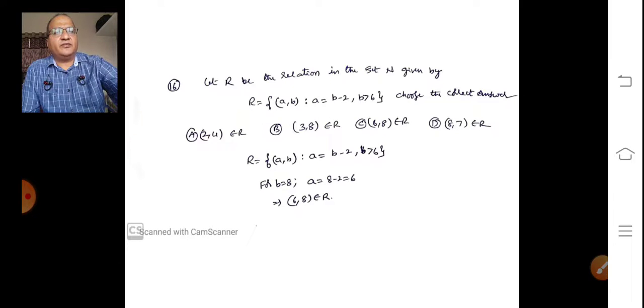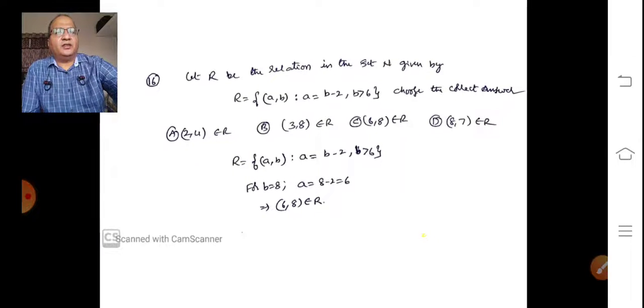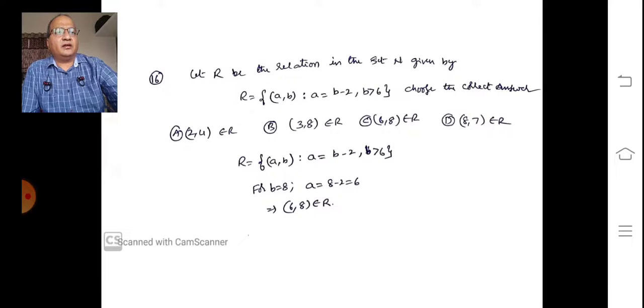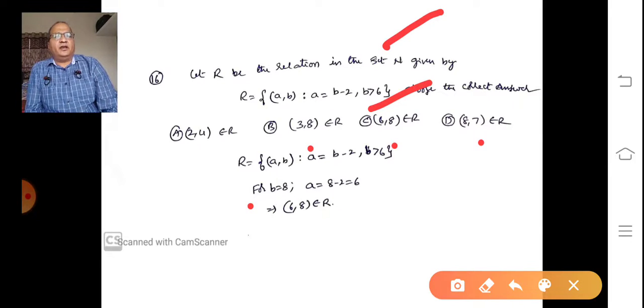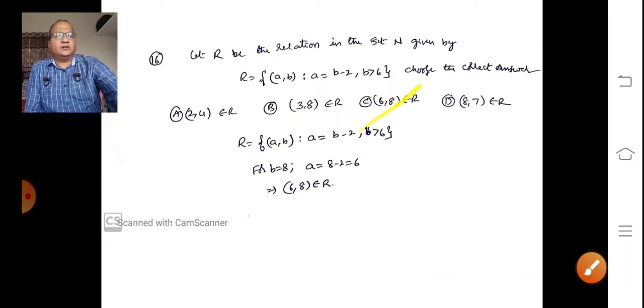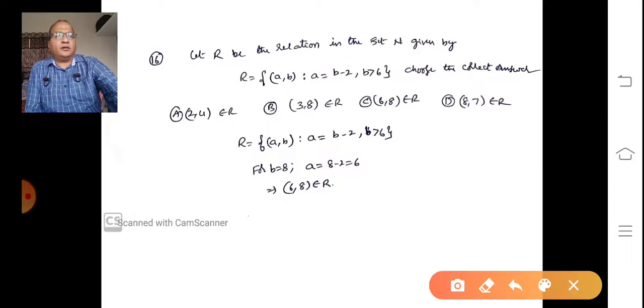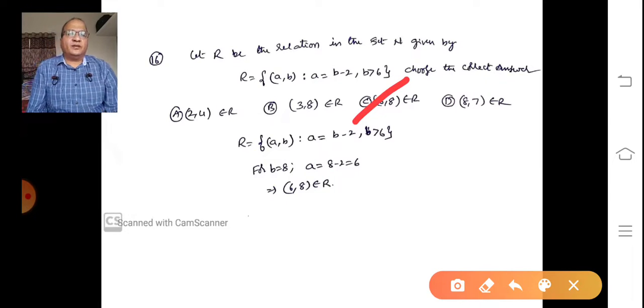So, last question from the exercise. Let R be the relation in the set N of natural numbers given by a = b - 2, b > 6. So here b can be 8, 7 and so on. But if you take b = 8, 8 minus 2 is 6. So (6, 8) belongs to R. Therefore the answer is (6, 8) belongs to R.